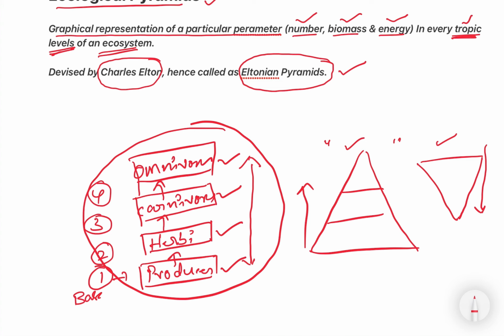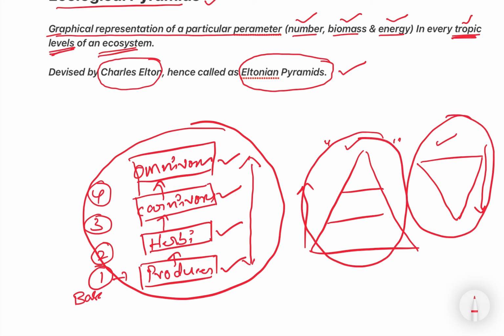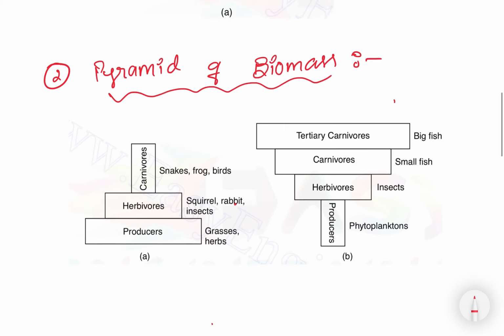I repeat the definition one more time. It is a graphical representation of a particular parameter. That parameter may be in terms of number, biomass or energy in every trophic level, not only the entire ecosystem but every trophic level of an ecosystem. Let us try to understand now.